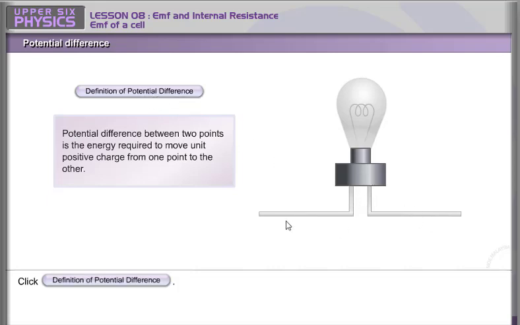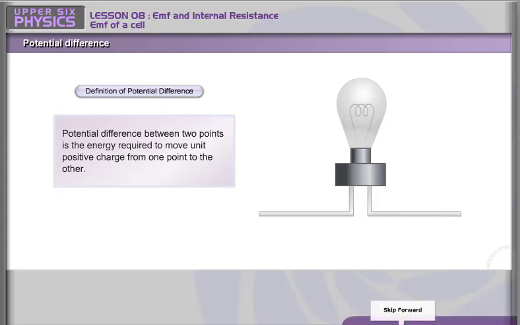So what is the potential difference between these 2 points? It is given by the energy required to move a unit positive charge from this point to this point. So how much energy is needed? That's the definition for potential difference.